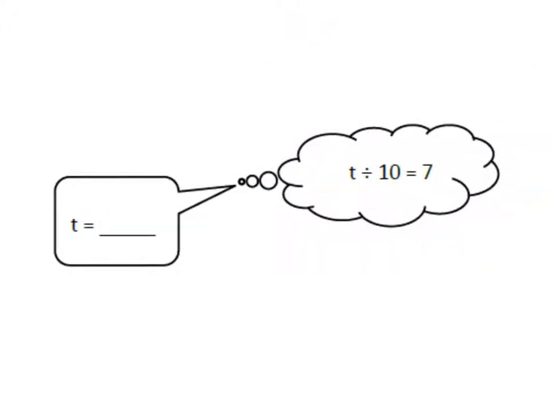Let's take a look at the next one. We have T. T divided by 10 is equal to 7. So I'm given the answer of 7, and the operation that I used to get to 7 was division. But I'm missing a piece of that equation. So what I'm going to have to do to solve is really take the numbers and do the opposite operation. Go ahead and solve this one on your own. Pause the video while you work and replay when you are ready.